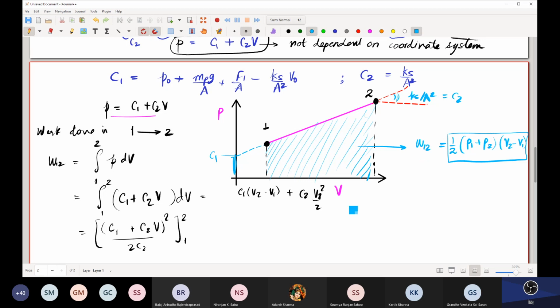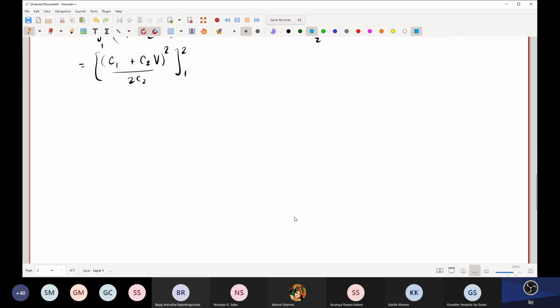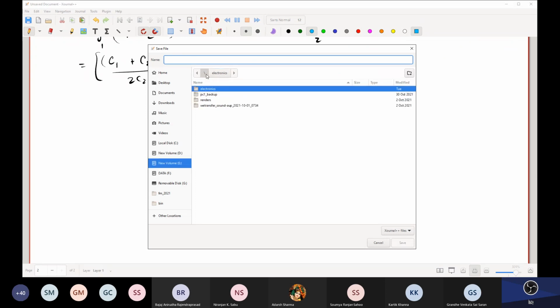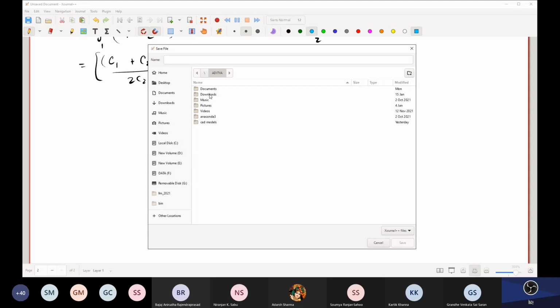So now we are in a position to do a small problem. First, let me save this file. All the documents were in my home PC. I'll just make a folder. No problem.